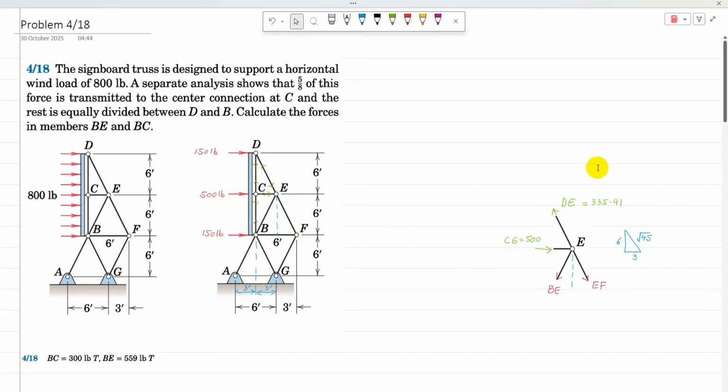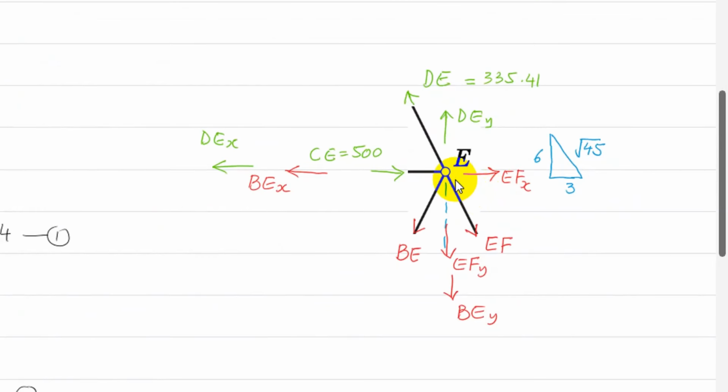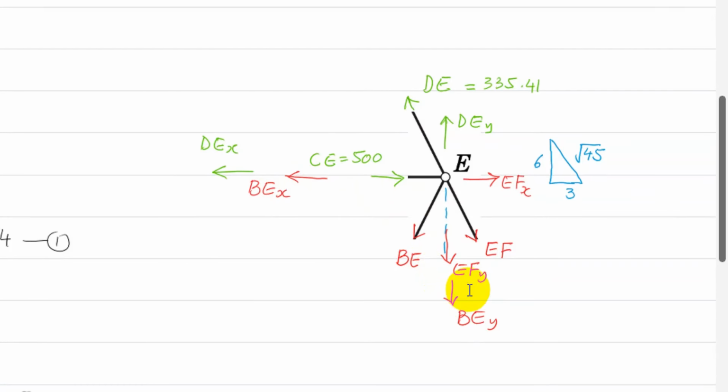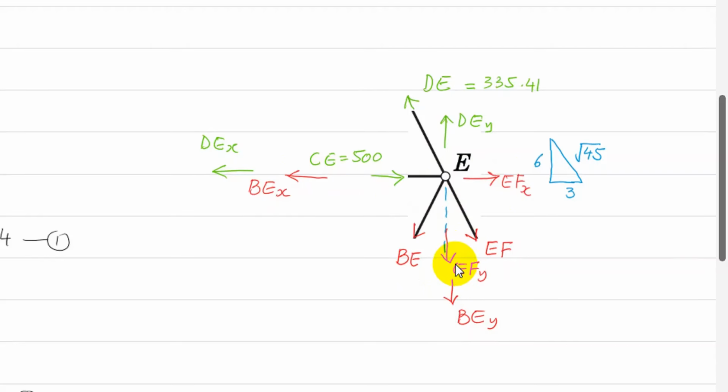Now I'm going to analyze this joint E. At joint E, DE is resolved into its components, DEY upward and DEX towards the left. EF is resolved into components: one is EFX horizontal towards the right, and EFY downward. Similarly, for BE, one component is BEX towards the left, and the other component is downward. So in the horizontal direction I have two unknowns, and in the vertical direction I have two unknowns. So I can go for either sigma Fx equal to 0 or sigma Fy.